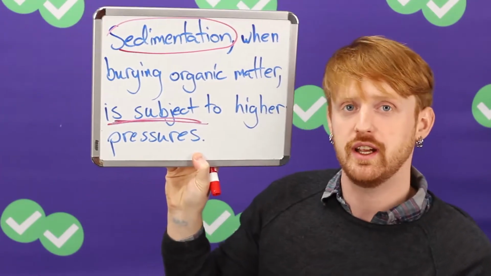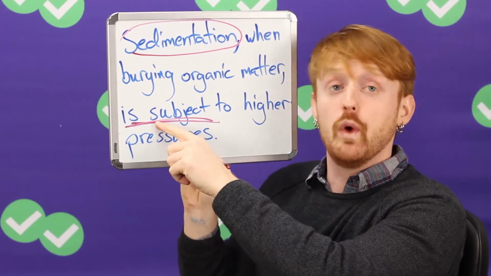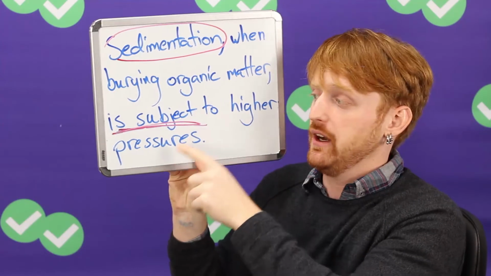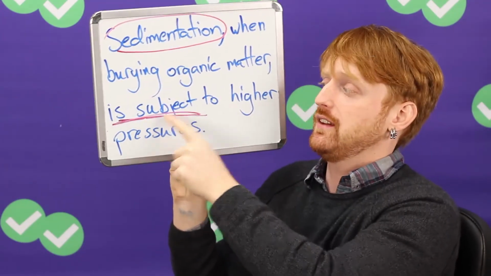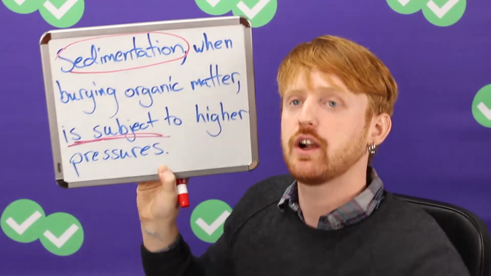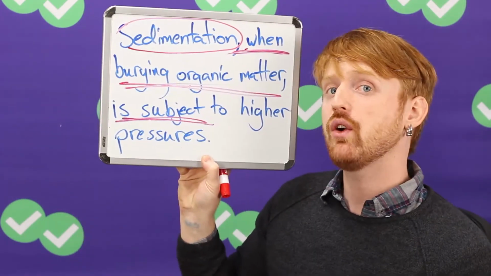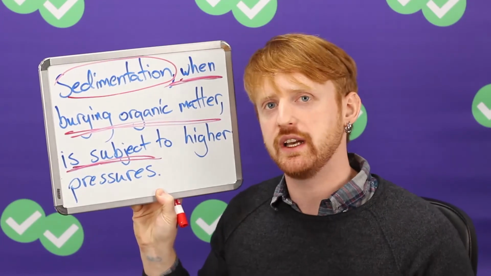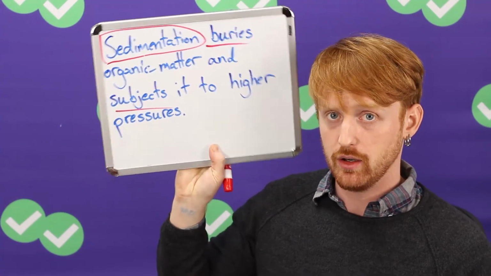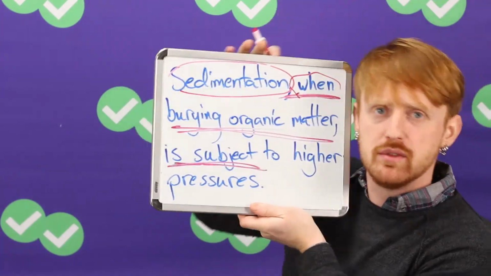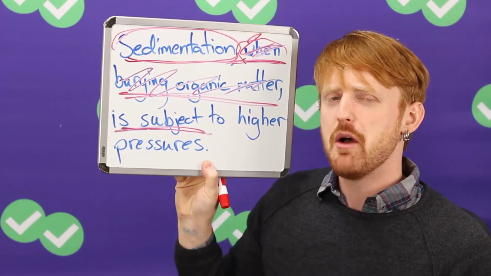And this, you might notice, is a small distortion. It is making a passive in a way. It should be that the organic matter is subject to higher pressures. In this sentence, we have that the sedimentation is subject to higher pressures. But more importantly, I want to call this a distraction because what about this part in the middle here? What about when burying organic matter? This was really important in the original. In the first one, we saw that sedimentation buries organic matter. Here, it's just when. It's not part of the main sentence. Here, the main sentence is about sedimentation subject to higher pressures. And we can remove this middle part, but that changes the focus.